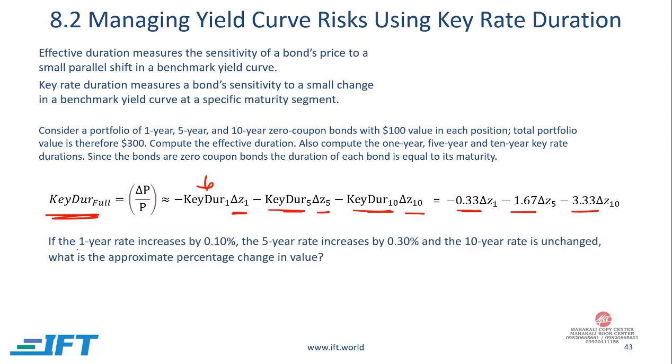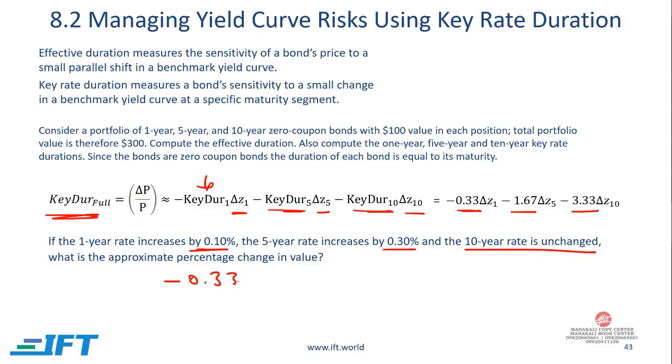So for example, if the 1-year rate increases by 10%, 5-year rate increases by 0.3%, and 10-year rate is unchanged, what is the approximate change in value of the portfolio? So I want you to do this. So hopefully this is what you did. We are essentially using this formula.